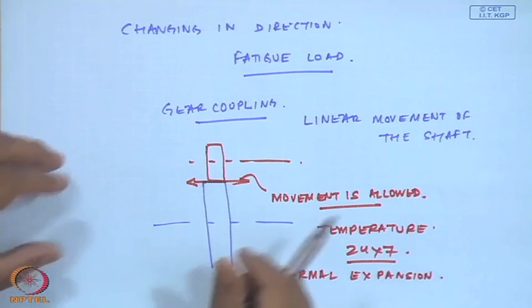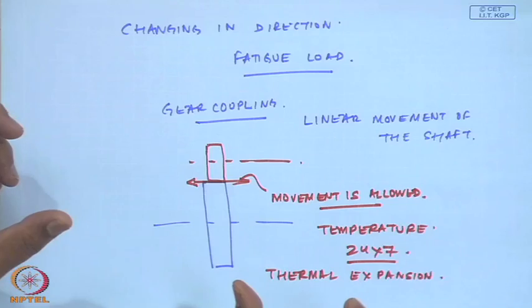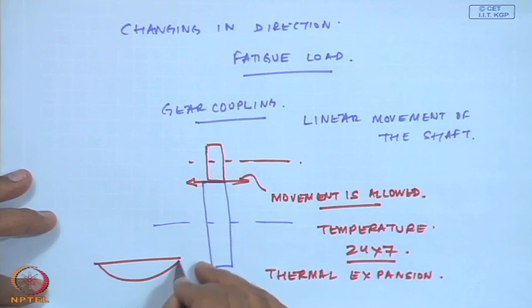Now, if the things were held rigidly, in both the driven unit and the driver unit, and the shafts underwent a thermal expansion, and there was no allowance for this expansion to be taken care of by a linear movement, the shafts are going to bend or bow.